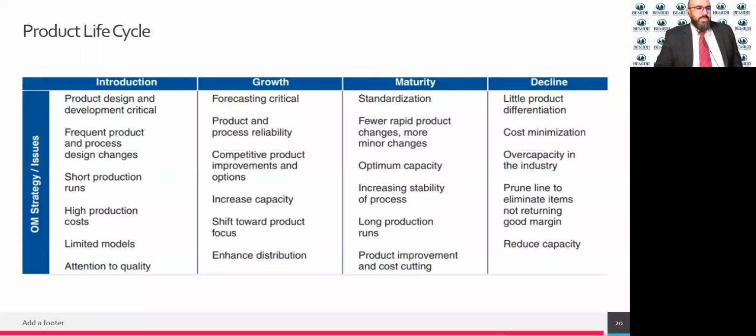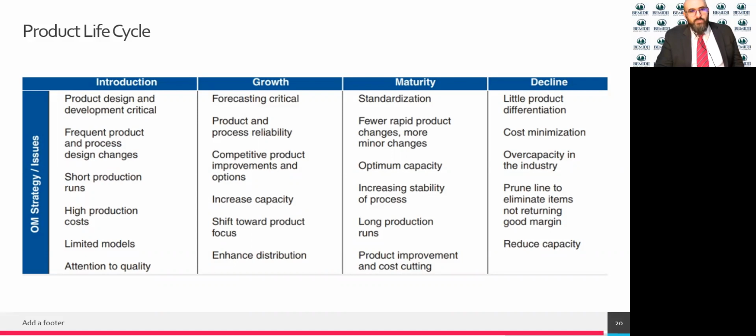Now, also here's what you need to do. This table will give you the operations management strategy that you want to use based on the phase. For introduction, for example, product design and development is critical. So you need to invest in the design and product development. You will have a lot of changes in the design. You will have short production runs. You will have a high cost because you're still in the beginning of learning. Limited models, there's not a lot of variety of models, and attention to quality. And this is what you need to do in the introduction.